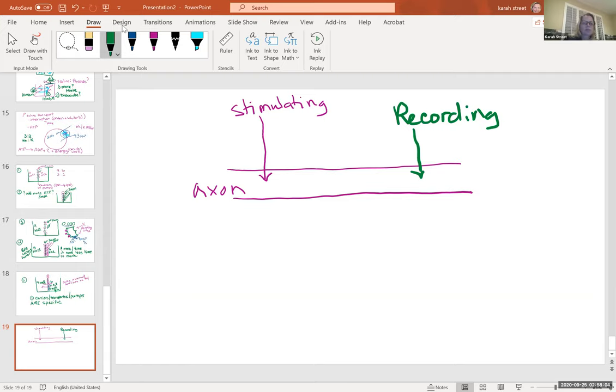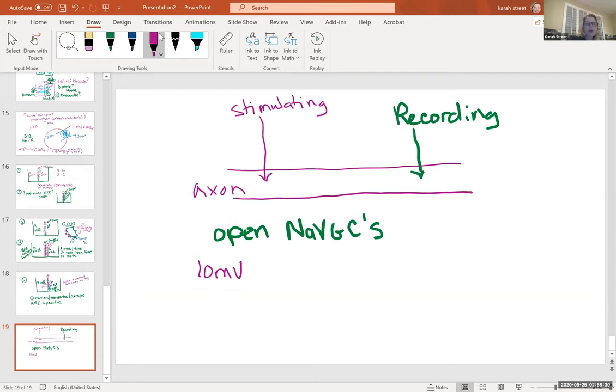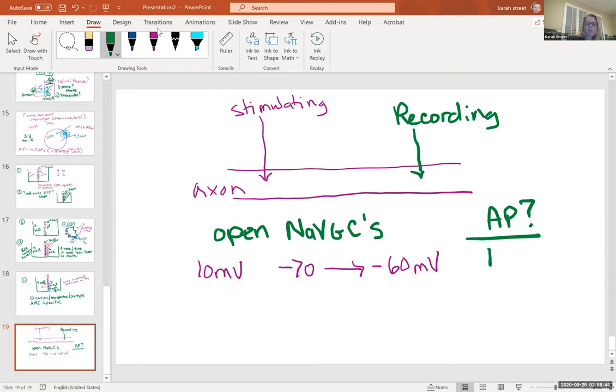Remember, an action potential begins when you open, specifically, sodium voltage-gated channels. They are the first to open. So in this activity, you inserted at first 10 millivolts worth of energy, of a voltage change, sorry. So that meant the cell went from minus 70 to minus 60. And the question was, do you see an action potential in the recording electrode? And the answer was no.